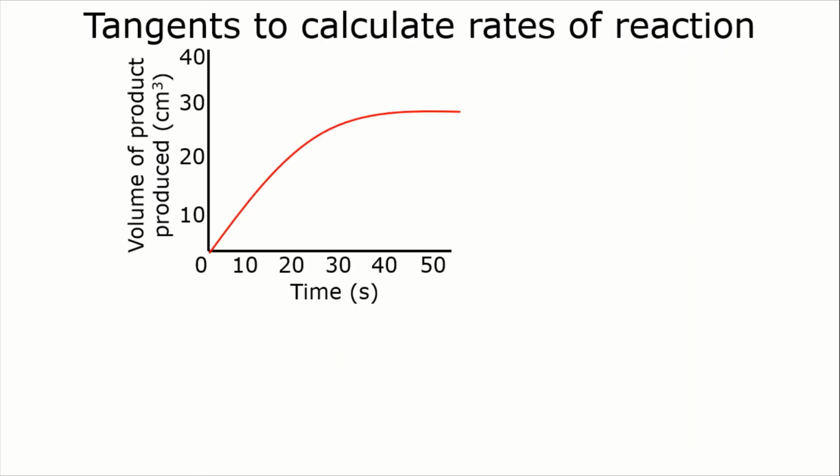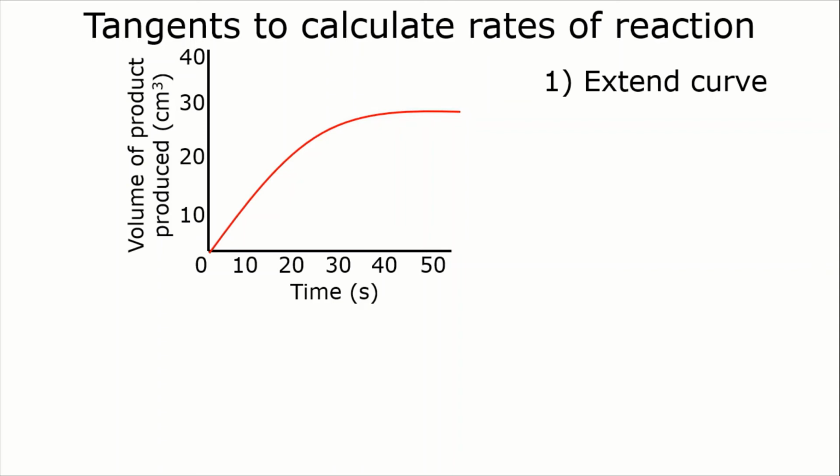So let's look now at how we can use tangents to calculate our initial rate of reaction. So we can see I've got a similar graph that's just come up on screen, looking at the volume of product that we produce over time. And what we do, the first thing we do, is extend the curve.